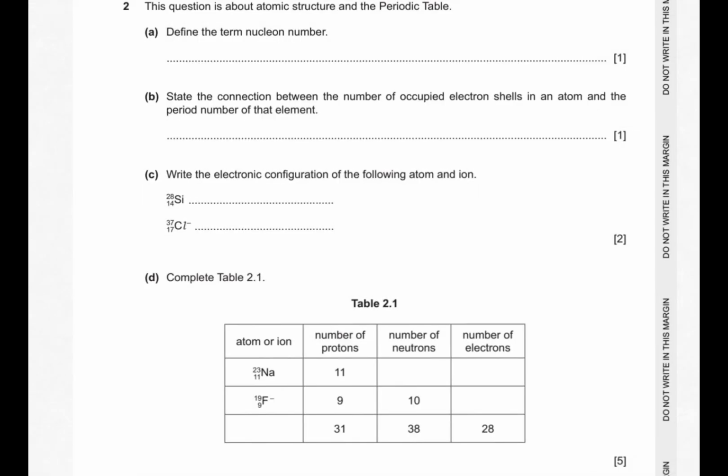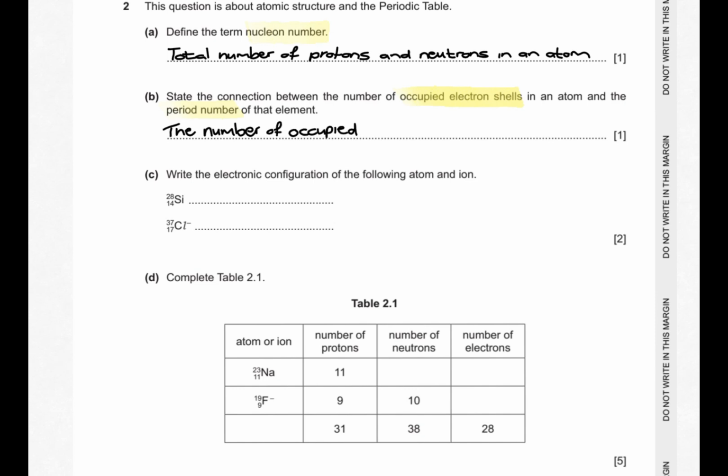Okay, so now we can have a look at the questions. So the first question asks to define the nucleon number. Now we know that the nucleon number is the total number of protons and neutrons. They then ask us to state the connection between the number of occupied electron shells in an atom and the period number of that element. Now we know that the number of occupied electron shells will be the same as the period number for that element. C then asks to write the electron configuration for the atom and the ion.